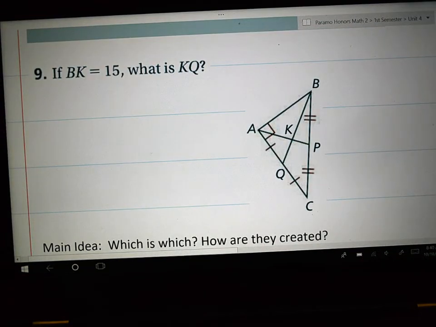Just plain vanilla. I have 2 more examples for you, and then we'll be done with your notes. This is number 9 in your textbook.